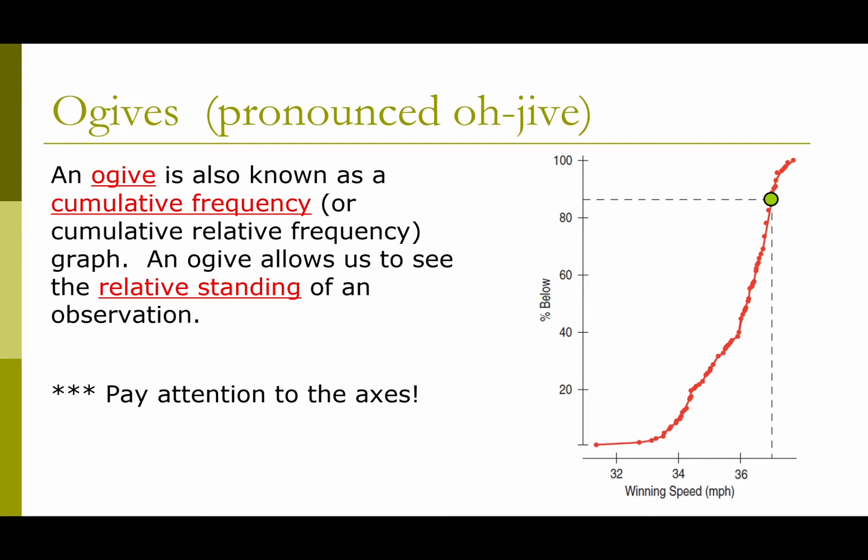We also are going to learn about something you probably haven't heard of called ogives. And an ogive is a cumulative frequency or cumulative relative frequency graph. And it allows us to see the relative standing of an observation. And especially here, although always, we want to pay attention to the axes.